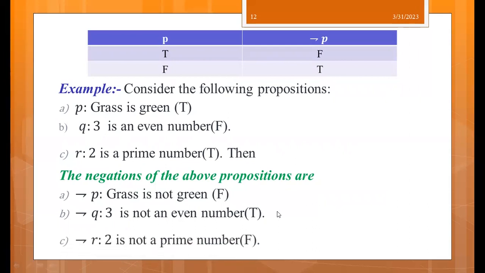And lastly, the negation of the statement R, which is a prime number, could be negation of R, that is not a prime number. Here R, is a prime number, was true, but its negation, negation of R, becomes false.